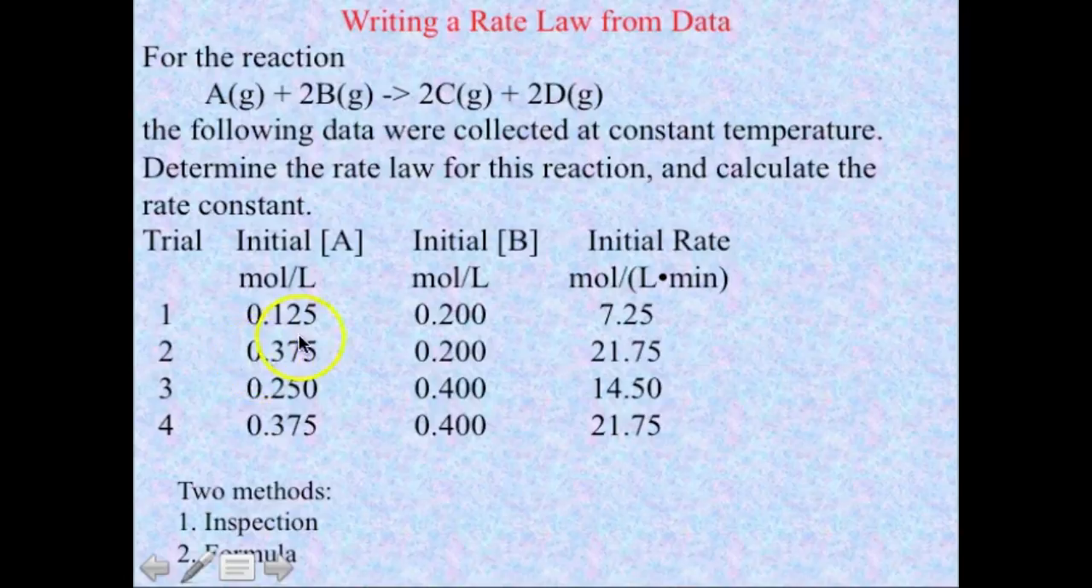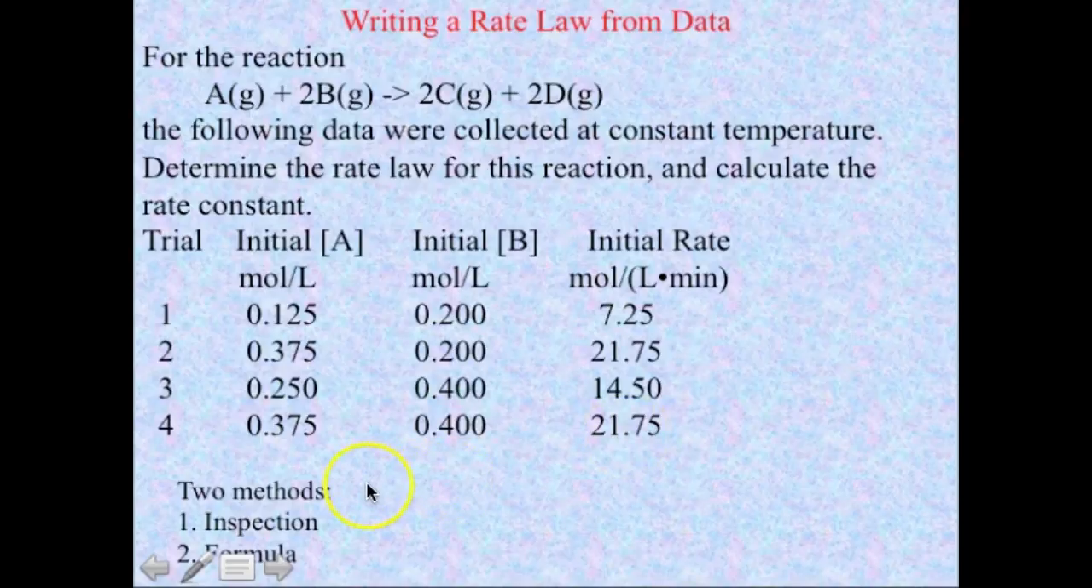Then we do another trial. We triple A to 0.375 and we leave B exactly the same, 0.2 molar. And we notice that the rate also triples from 7.25 to 21.75. So now we do a third trial. This time we double the concentration of A and we double the concentration of B, and we notice that the rate has doubled. For the last trial, we keep A constant at 0.375 like it was in trial 2. But we double the concentration of B from 0.2 to 0.4, and we notice the rate does not change.